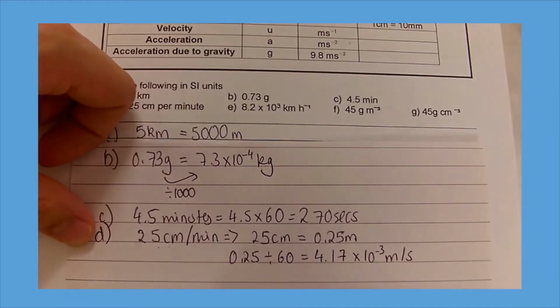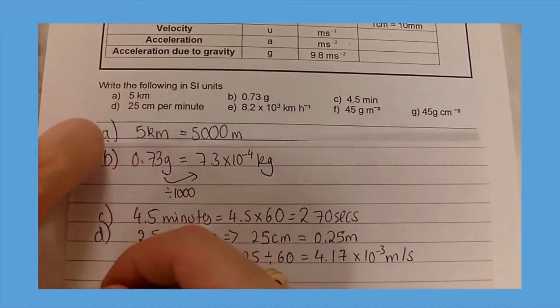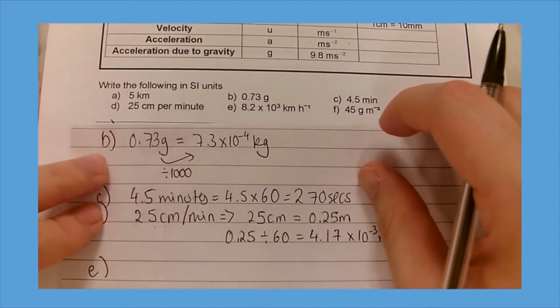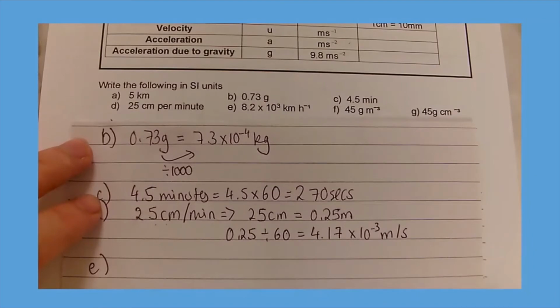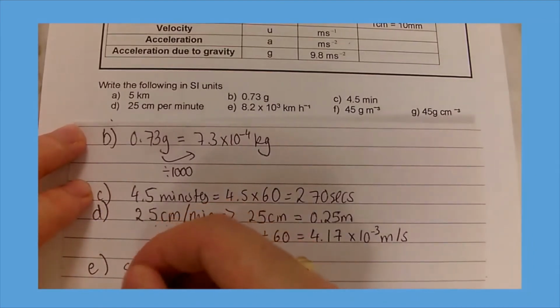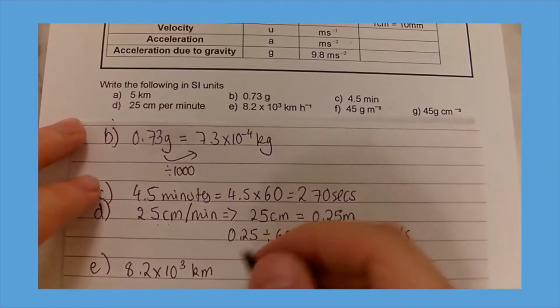Okay, right, so 4.5 minutes. Okay, and we've got E. So with E, we've got 8.2 times 10 cubed kilometers per hour. So 8.2 times 10 cubed kilometers per hour.